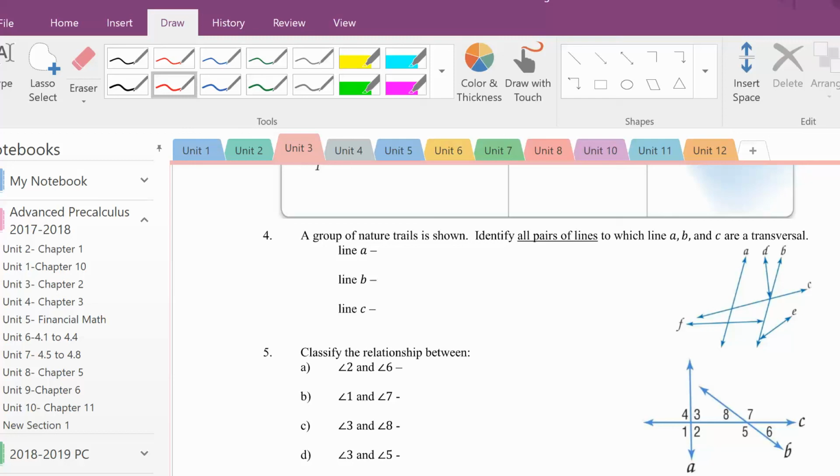So here it says a group of nature trails is shown. Identify all pairs of lines to which A, B, and C are transversal. So notice line A here, it goes through C and it goes through F. So line A is a transversal for C and F.